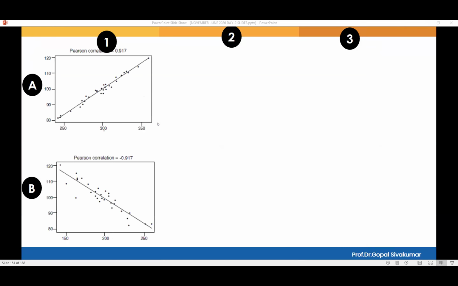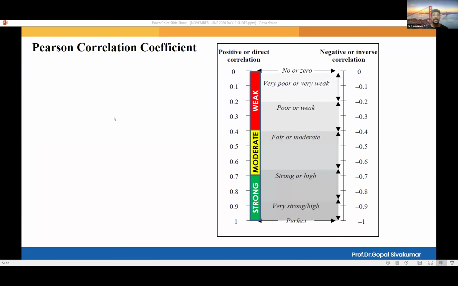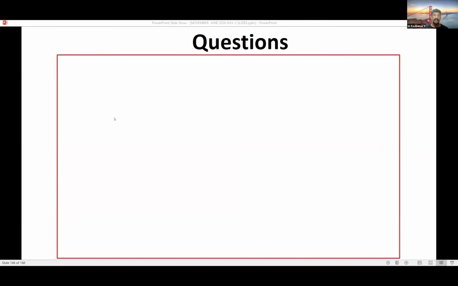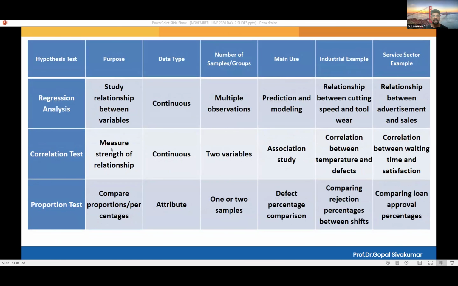Remember. So if the correlation coefficient is 0.9, it is strongly connected. Positive connection. Like this, you can determine the strength of connectivity. For that, you can use the correlation and regression.